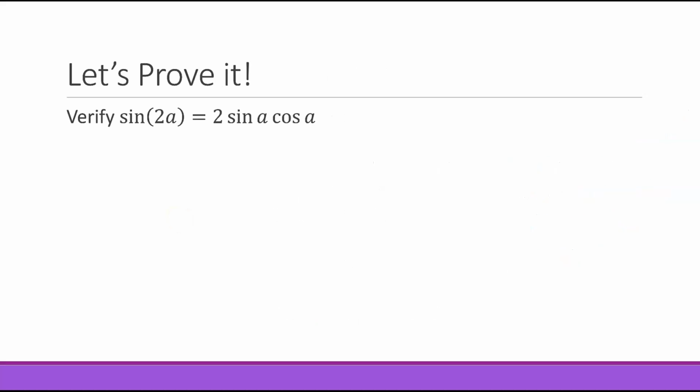Before we use the identities, let's prove them, or at least let's prove one of them. So let's verify sine of 2 times a is equal to 2 sine a cosine a. Remember, we're going to start with one side of the equation and manipulate it to make it look like the other side. So I'm going to start by taking sine of 2 times a, and I'm going to start by rewriting 2 times a as a plus a.